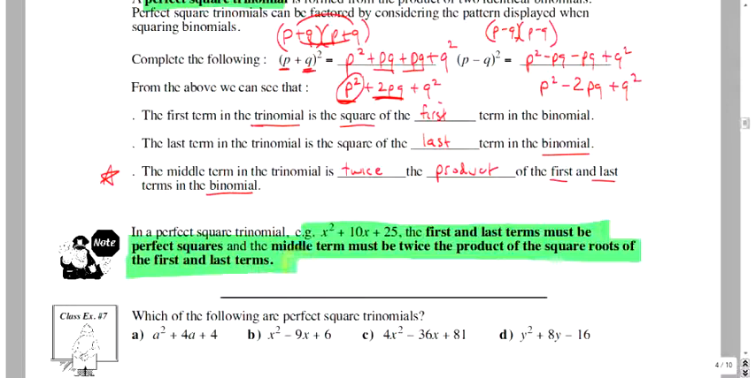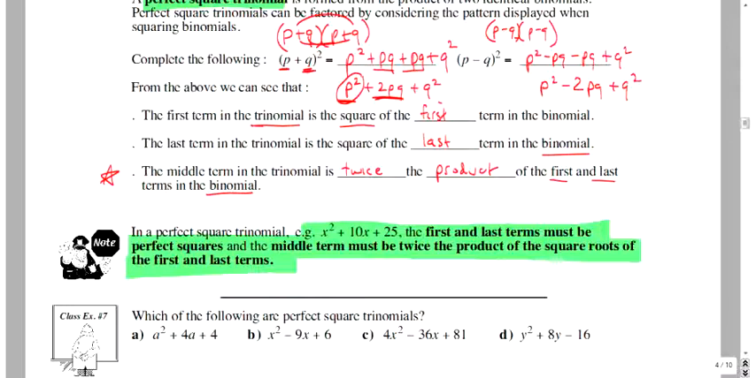The first and last terms must be perfect squares. Cassidy. And the middle term is always twice the product of the square roots of the first and last terms.